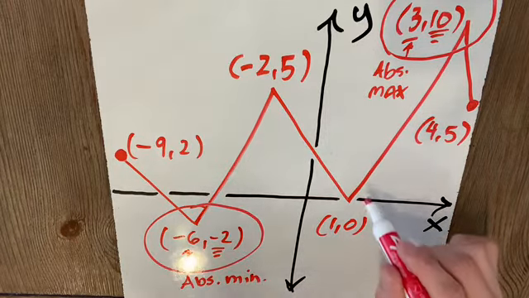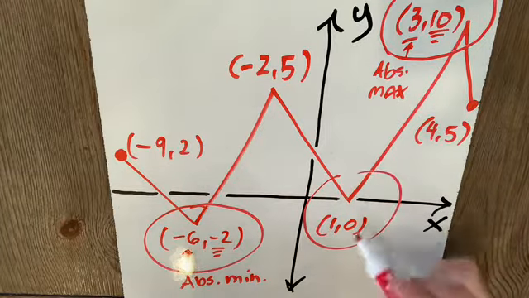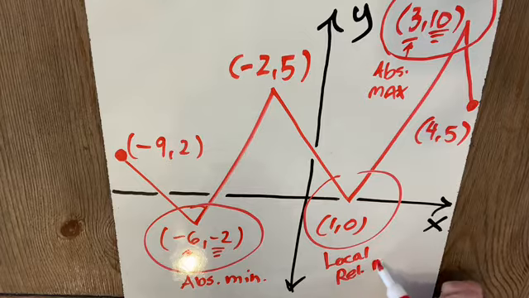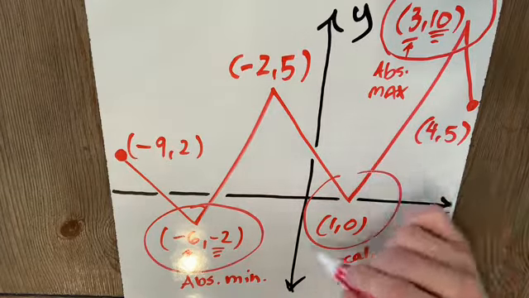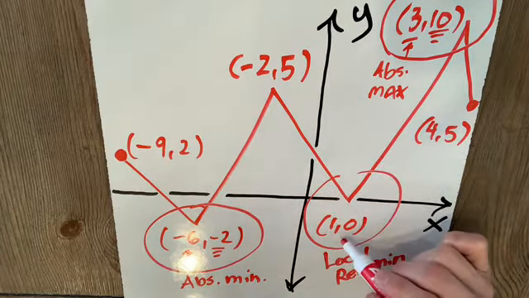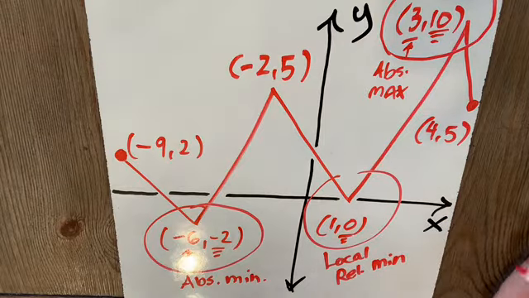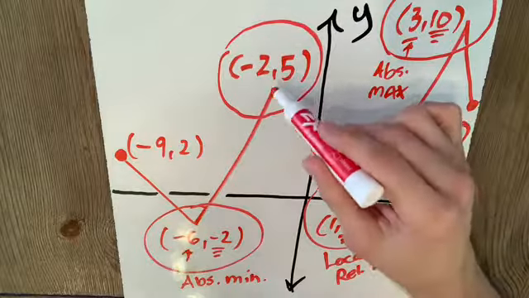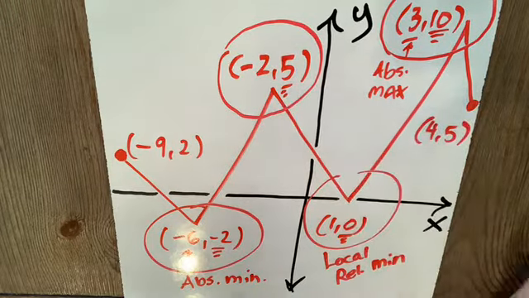Of course, this is going to be right here. This is a local or relative min value, because in this general area here, that's the lowest point. The y value is 0 there. Here we have a local maximum point because 5 is the biggest y value in the local area.